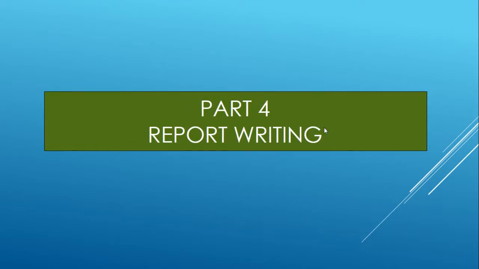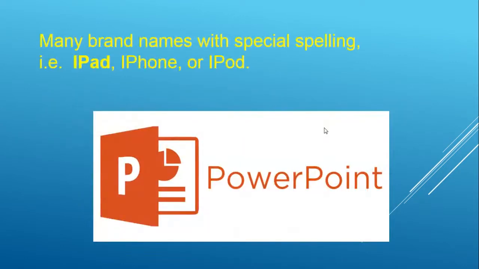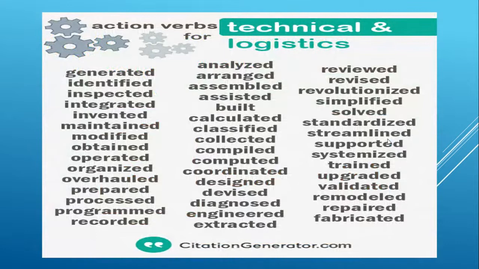Now, for the last part, finally, report writing. Be careful with the spelling, because as engineers, you have a lot of brand names. I'm just using these as an example: iPad, iPhone, PowerPoint. Look at PowerPoint. This is a brand name. Power and point go together, and the P is capitalized. So be careful when you have brand names, especially when you're an engineer.